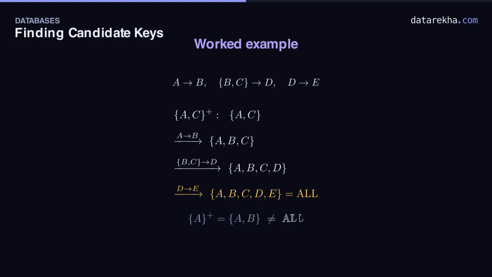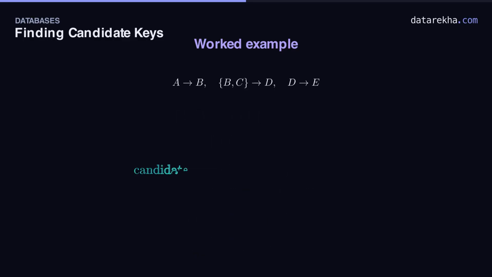Is it minimal? Drop C and close A alone. A gives B, and then B to C can't fire without C. So A stalls at AB. Drop A and close C alone. Nothing fires, just C. Neither half reaches everything. So A to C is minimal.